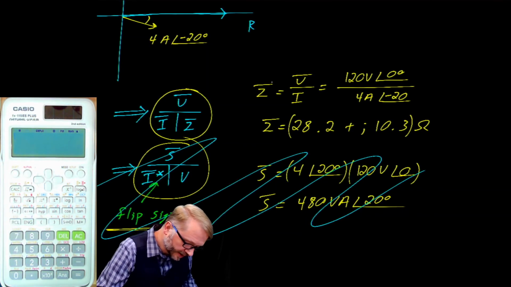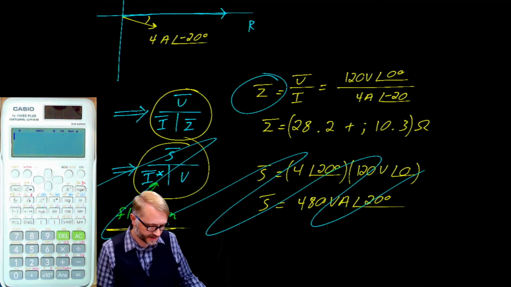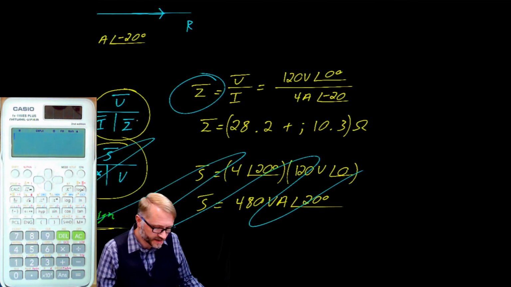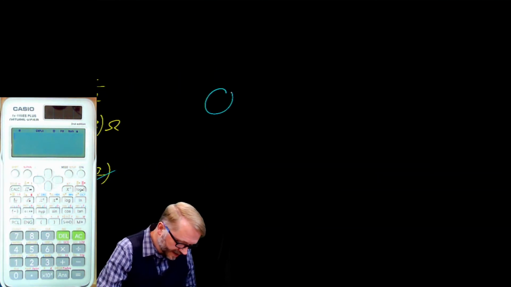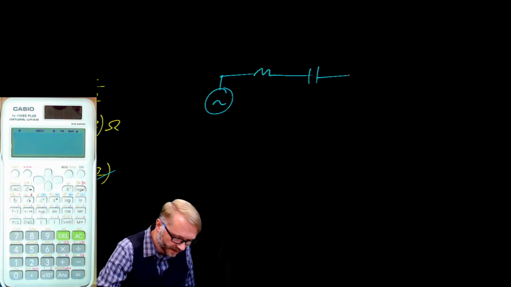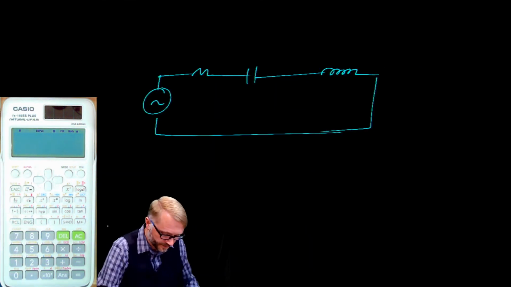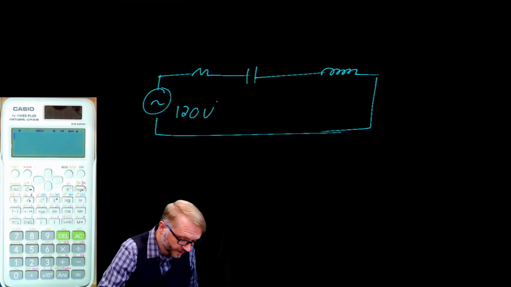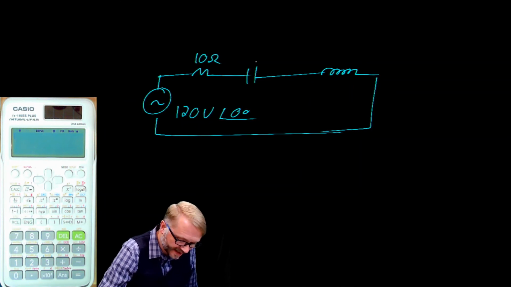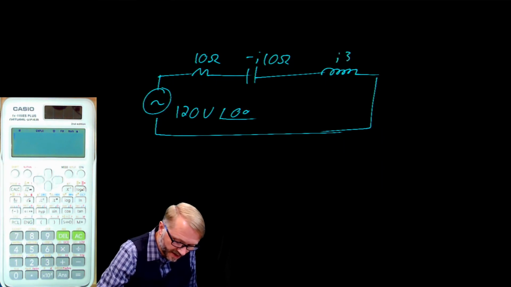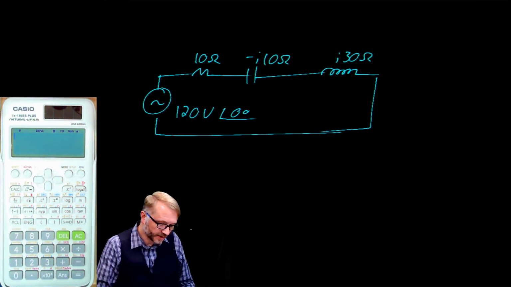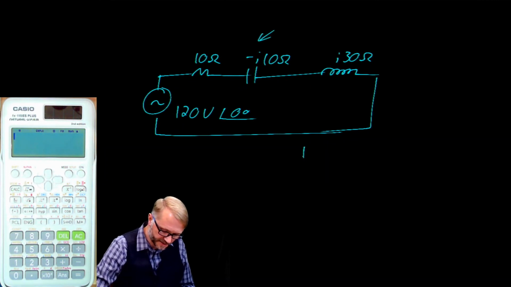Before we leave, I want to do a quick look ahead to this thing called impedance. And impedance goes something like this. Suppose we have an AC circuit, and let that circuit have a resistor, a capacitor, and an inductor all in series. We'll let this be 120 volts, phase angle of 0 degrees. Let the resistor be 10 ohms, the capacitor negative j10 ohms, and we'll let the inductor be j30 ohms.